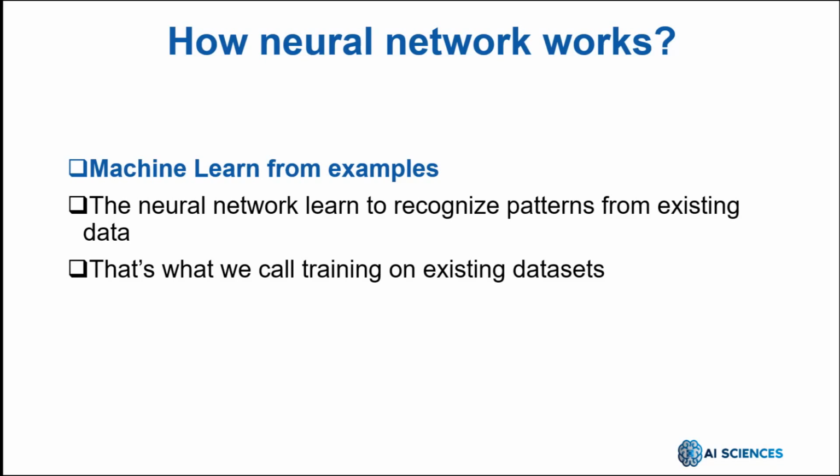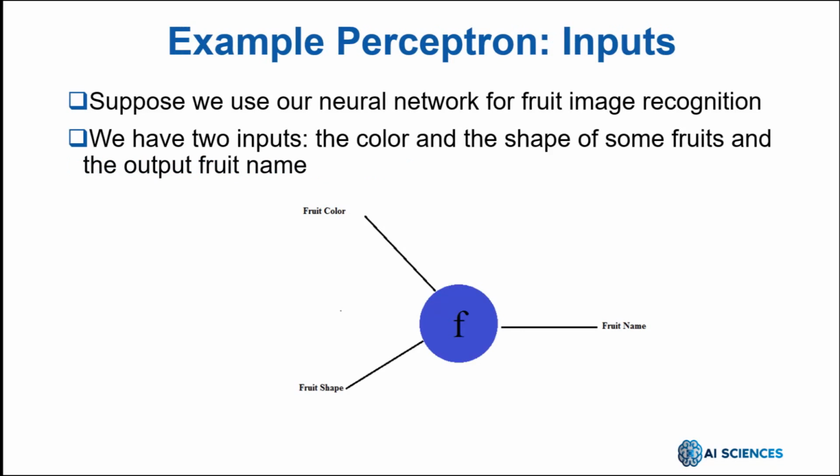Let me present the most basic neural network, the perceptron, and discuss how it processes inputs and produces an output. So suppose we use our neural network for fruit image recognition. I have two inputs for that purpose: the color and the shape of some fruits in our data sets, and a single binary output, which is the fruit name.